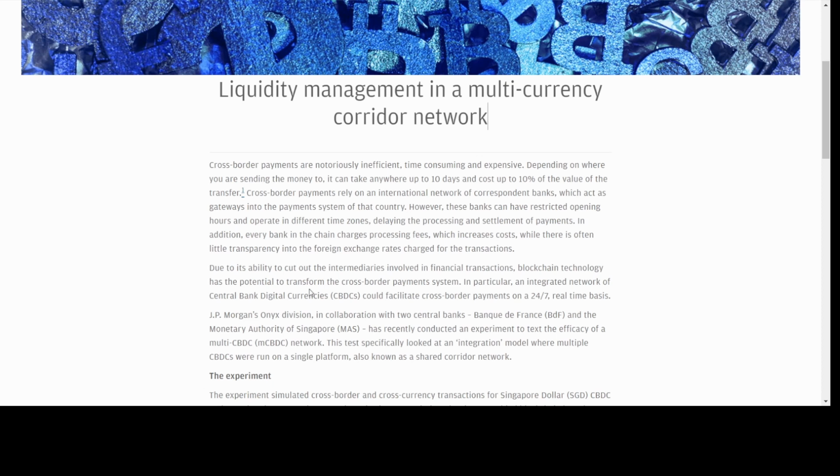Now, due to the ability to cut out intermediaries involved in financial transactions, blockchain technology has the potential to transform the cross-border payment system. In particular, an integrated network of central bank digital currencies can facilitate cross-border payments on a 24/7 real-time basis. So as economies are getting worse and it's hard to send value across the world, I can really see these central bank digital currencies as a solution to this problem. And towards the end of the video, I'm going to get into central bank digital currencies more in depth.